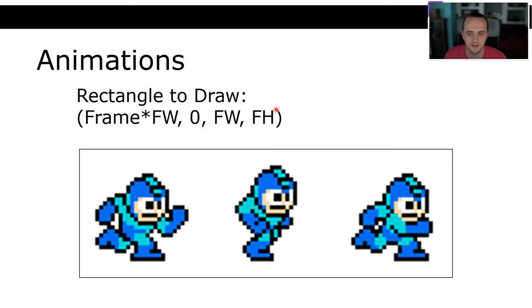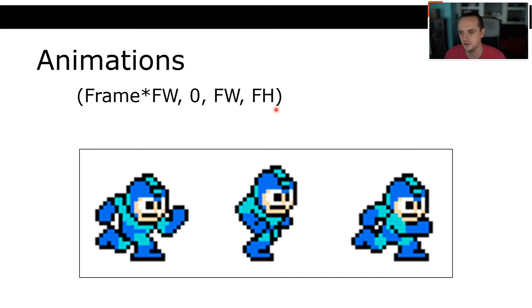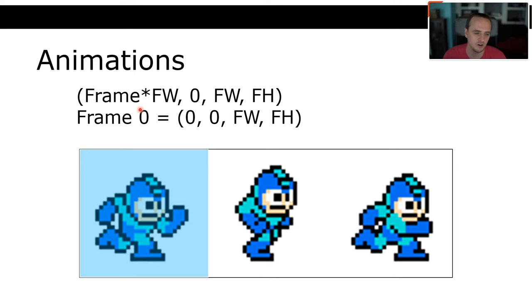Okay, so let's do an example of this and we'll step through these 3 animations. For frame 0, we're counting from 0 because we're computer scientists, right? So frame 0 is going to be the frame, which is 0, times the frame width. So all this is 0, 0 for our y value, frame width, and frame height. So what we get is the first frame of animation starts at 0, 0, and it has frame width and frame height as its dimensions. So this would be the first frame of our animation.